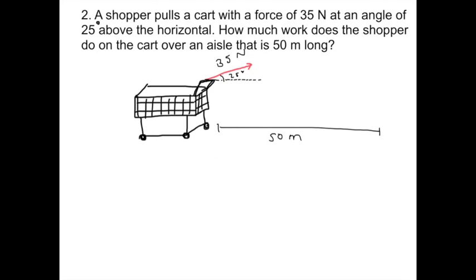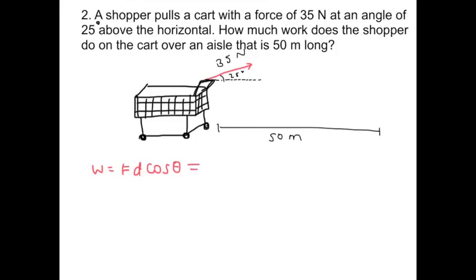Practice number 2. A shopper pulls a cart with a force of 35 newtons at an angle of 25 degrees above the horizontal. How much work does the shopper do on the cart over an aisle that is 50 meters long? So let's look at our equation for work again. This time, since we have a force that's acting at an angle, we have to include the entire equation. Work equals force, displacement, cosine theta.